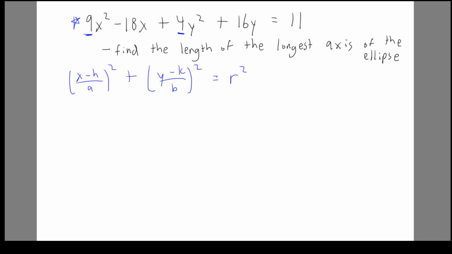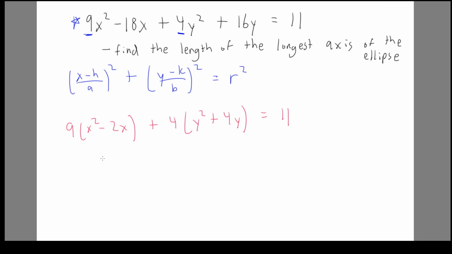So in that case, we have 9 times x squared minus 2x. Let's do the same thing for this 4y squared and 16y here. Plus 4 times y squared plus 4y. And all that is equal to 11.